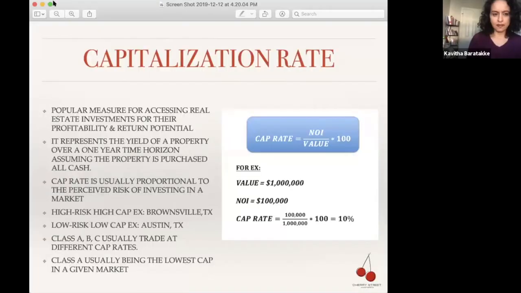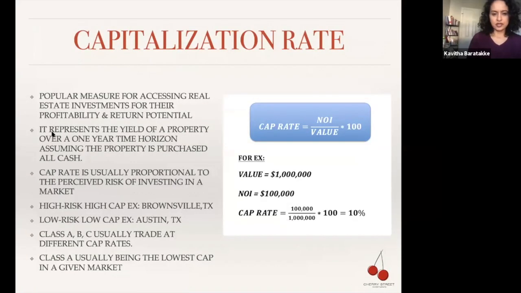So I'm going to share my screen here for a second to explain this better, because I'm a very visual person and I think I understand it better when someone shows me something. All right, here goes. So capitalization rate, or what is known as cap rate, is a measure for assessing real estate investments for their profitability and return potential.